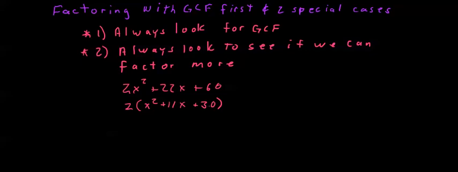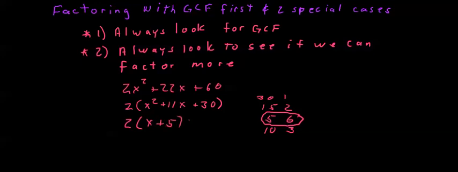I then look to see if I can factor more. If I look at my factor pairs, 30 and 1, 15 and 2, divide by 3, I get 5 and 6. Divide 6 by 2, I get 3 and 10. I run through my factor pairs, and I see that 5 and 6 work. So I have 2 times x plus 5, x plus 6. And if I do my double smiley face, 5x and 6x adds up to 11x, I'm good to go.